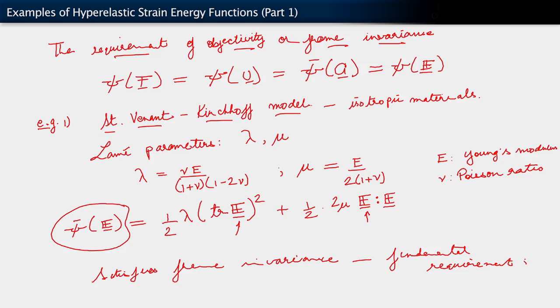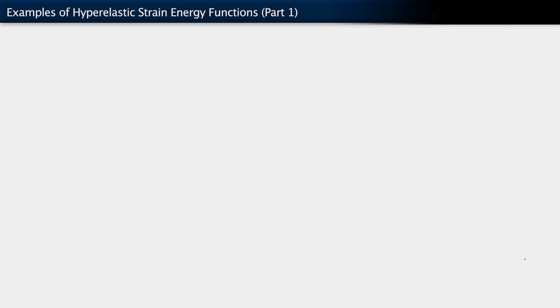Very simply put, a strain energy function that does not satisfy this requirement is really not worth any effort. It's fundamentally wrong, because it will have the property that under rigid motions you will be storing energy in it. So this is what we have for the Saint Venant-Kirchhoff model.